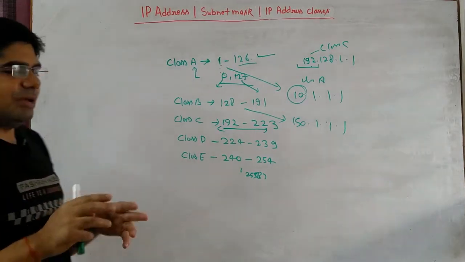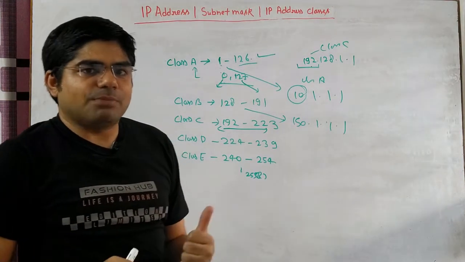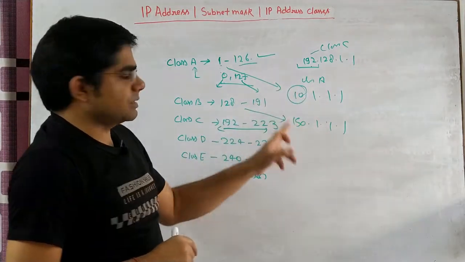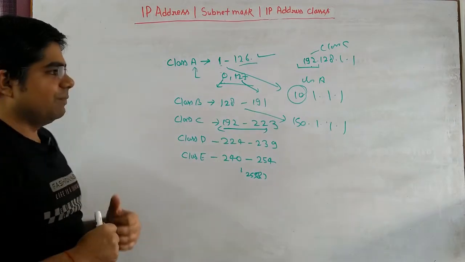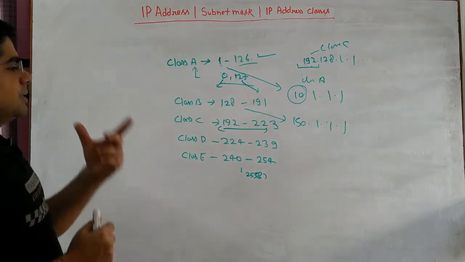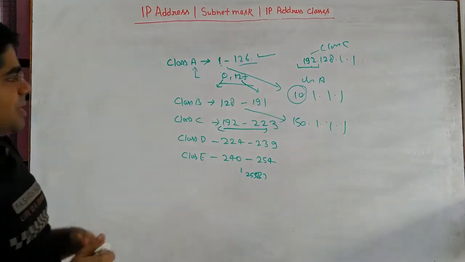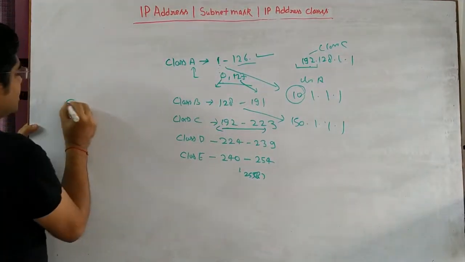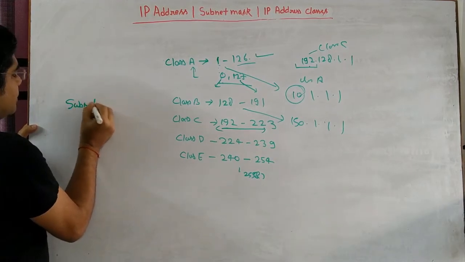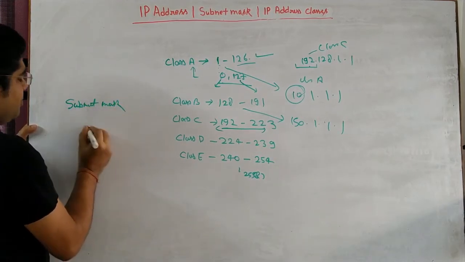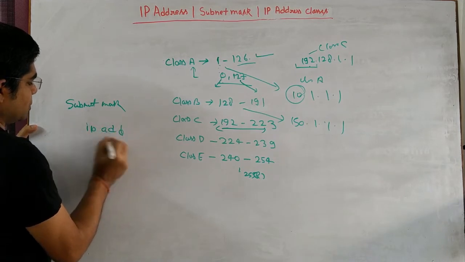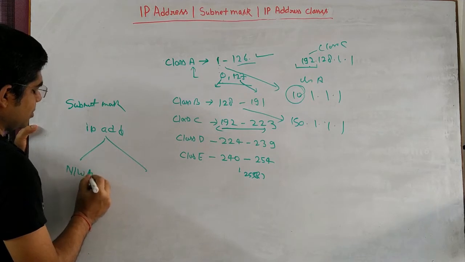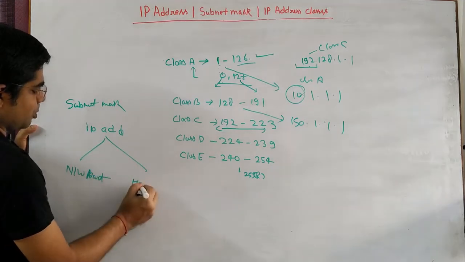If you give an IP address in your PC and press tab, then the subnet mask will be filled automatically according to these classes. What is a subnet mask? A subnet mask divides your IP address into two portions. One is the network part, and the second is the host part.